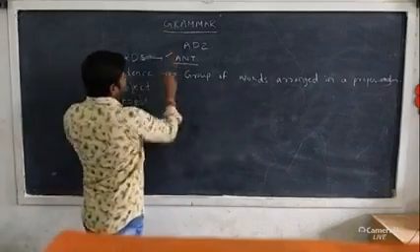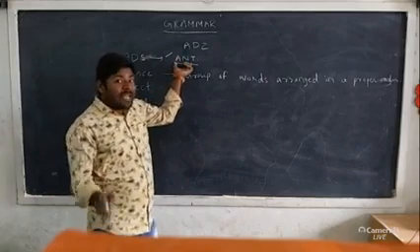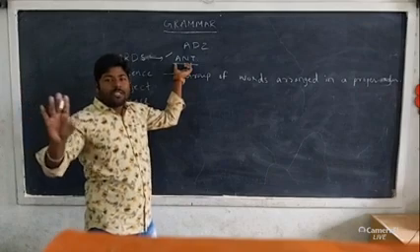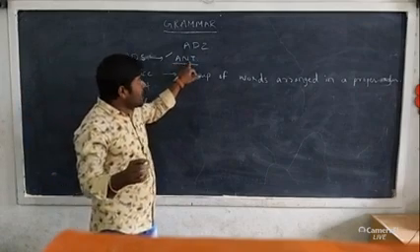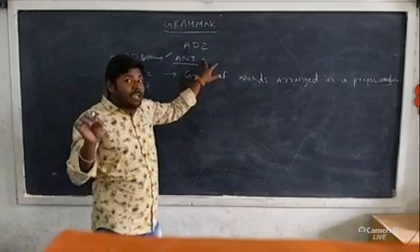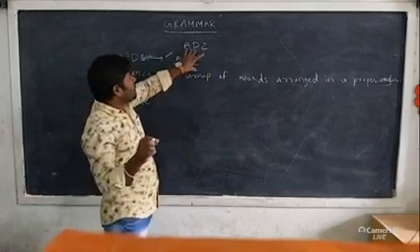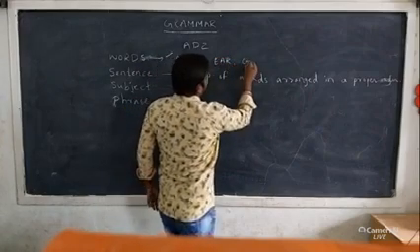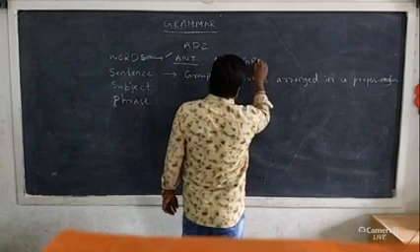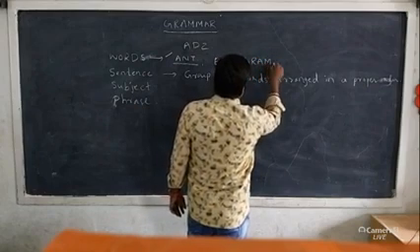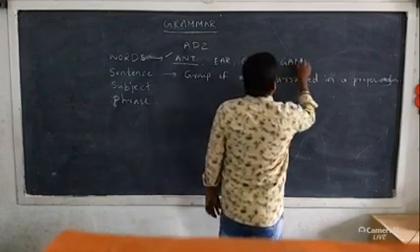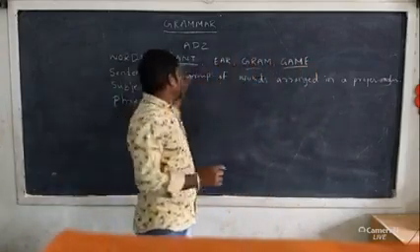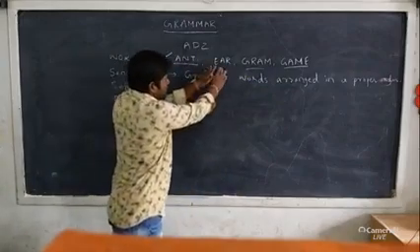A word is nothing but a group of letters arranged in a meaningful order. If there is no meaning to that word, that is not called a word. A group of letters arranged in a meaningful order is called a word, for suppose, so these are all different words. Why? Because these are meaningful words. In the same way, a sentence is a group of words.